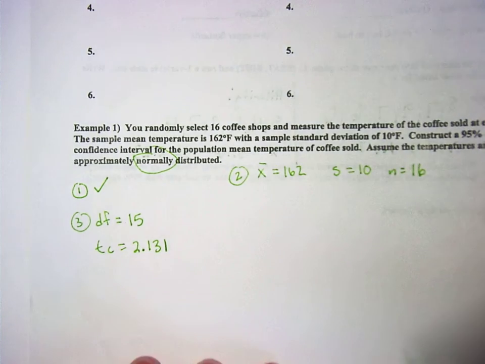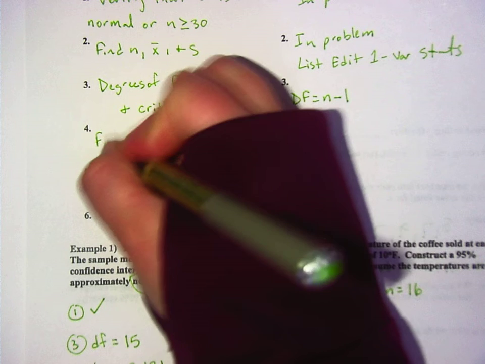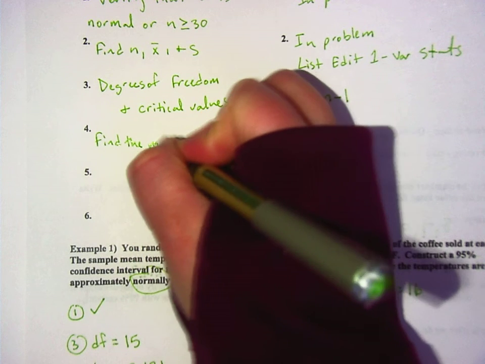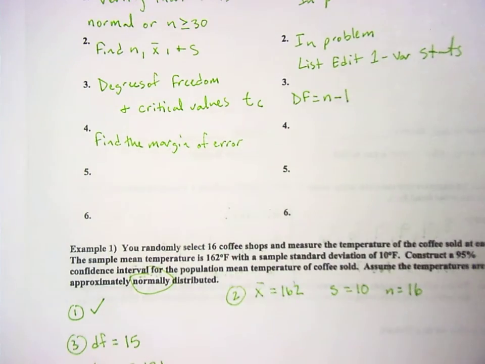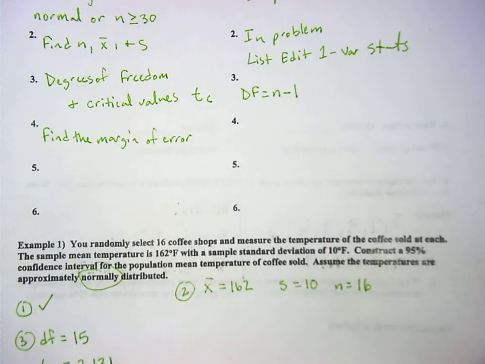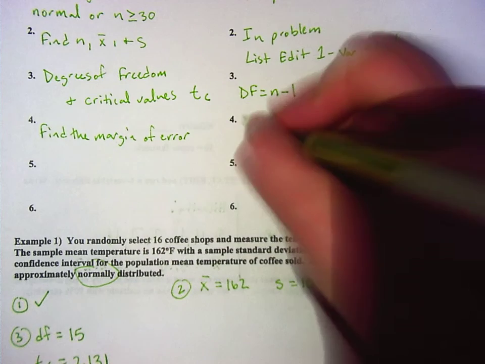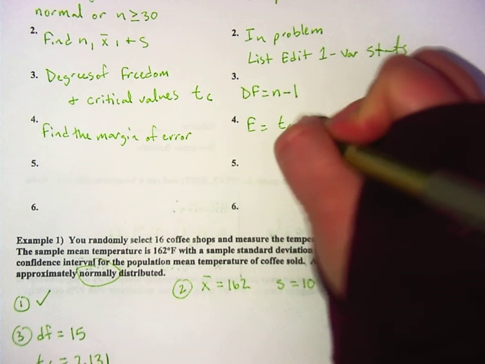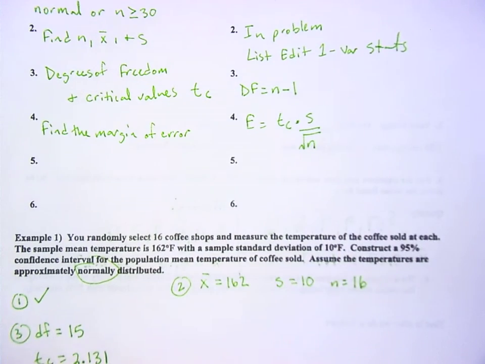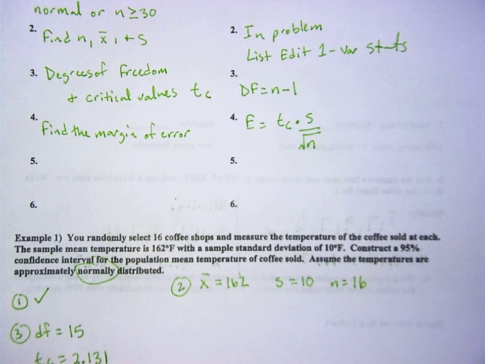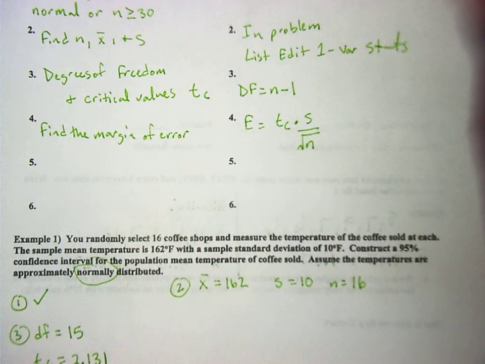Okay, then the next step is to find the margin of error. Error is t sub c times s divided by the square root of n. This should look familiar to you. Yesterday we were doing z sub c times sigma divided by the square root of n. Almost exactly the same thing, but instead of a z-score, it's a t-score, and instead of sigma, it's s. So let's find the error.